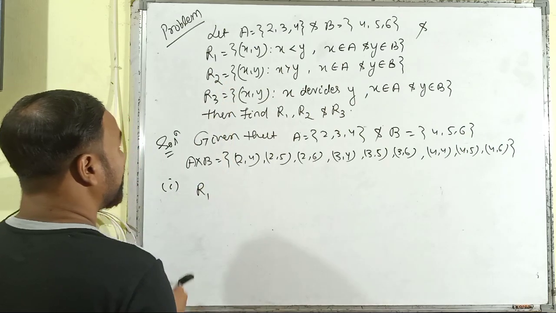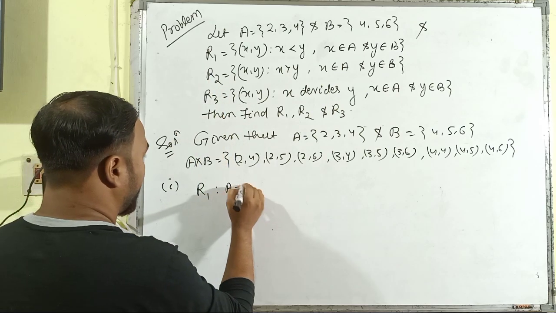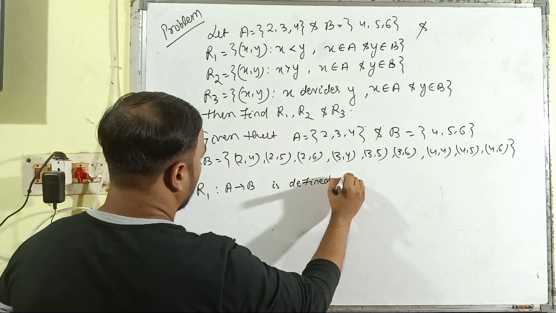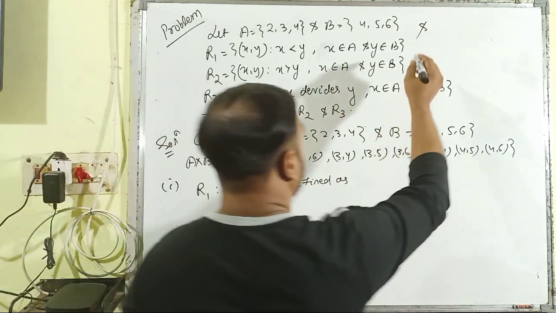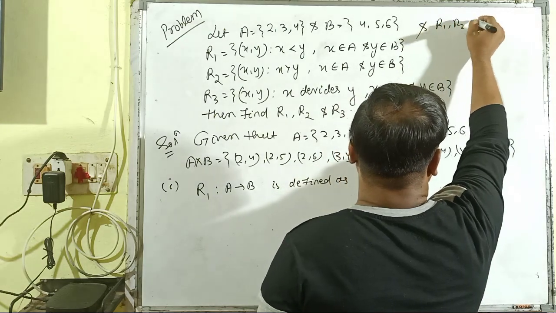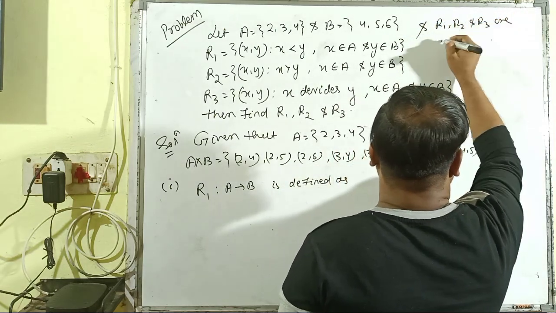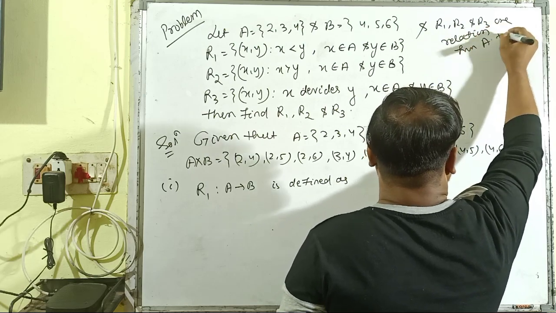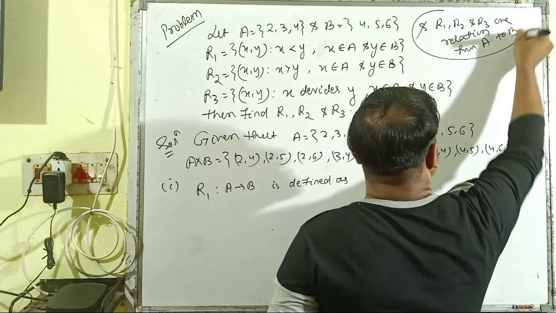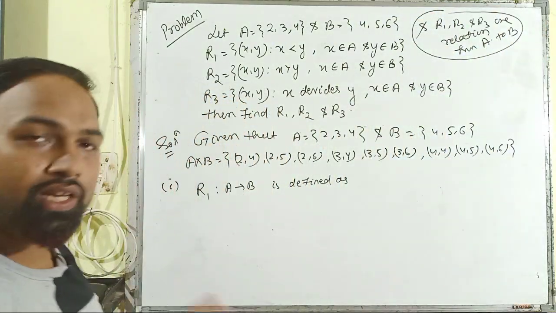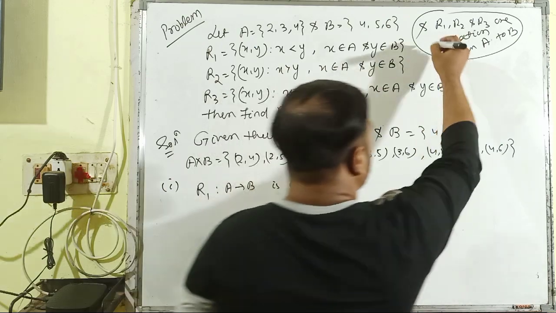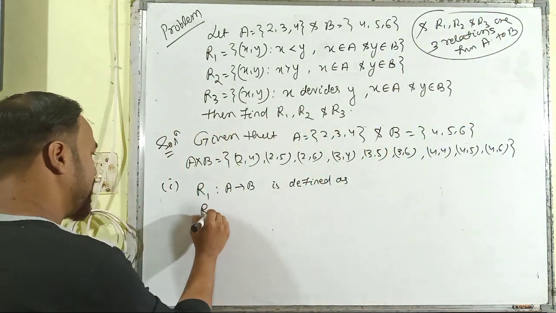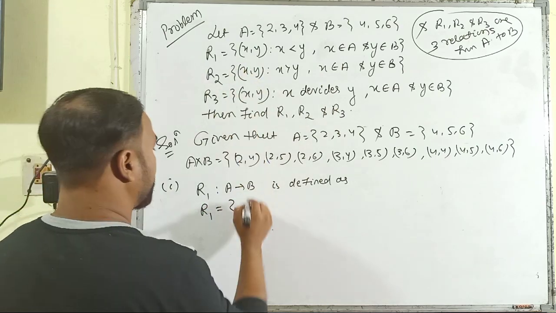R1, R2 and R3 are relations from A to B. R1, R2, R3 are the three relations from set A to set B. It is defined as R1 is equal to, what is the set given here?